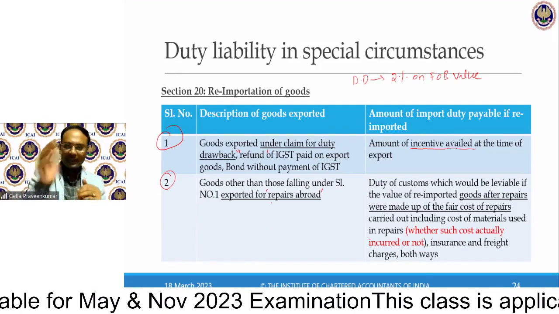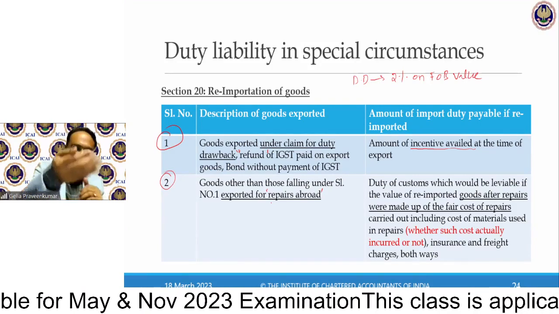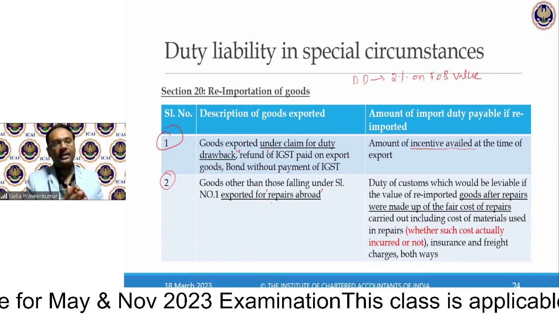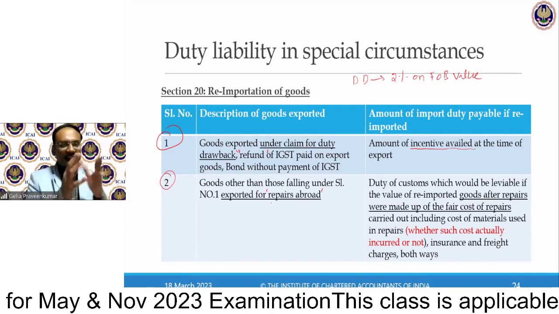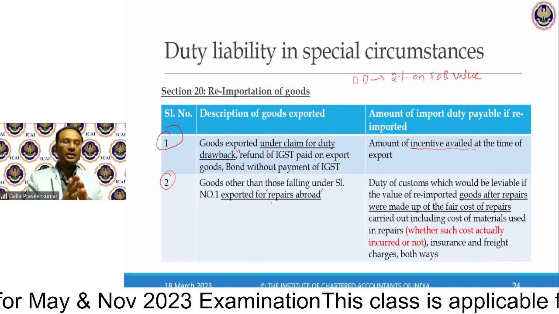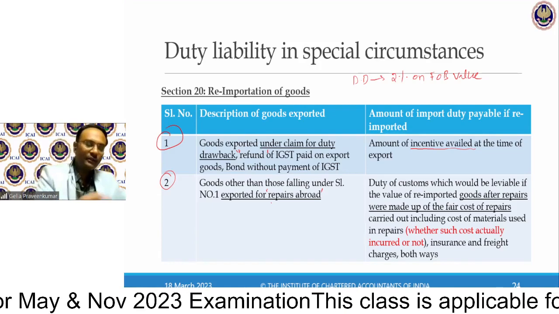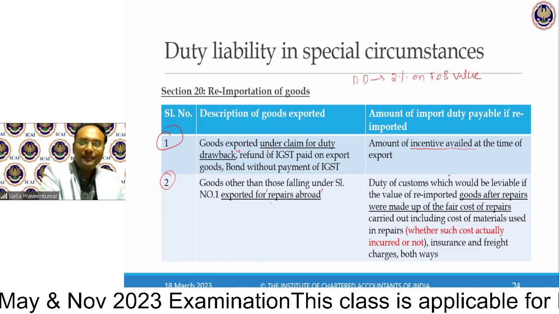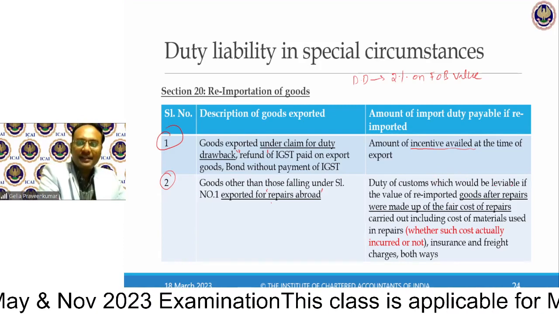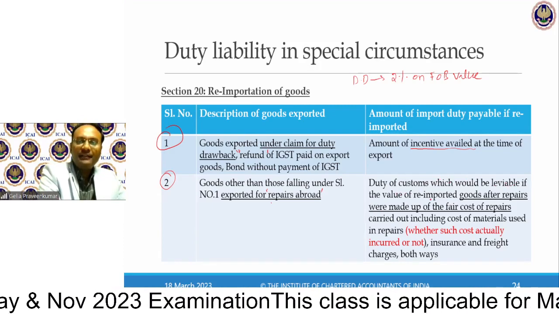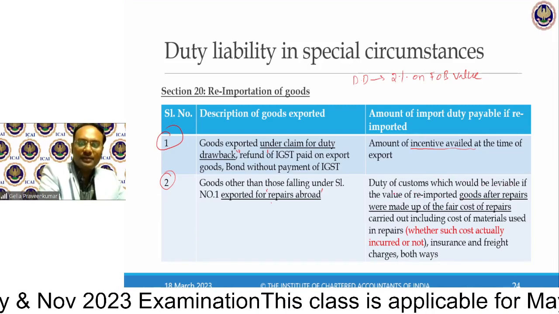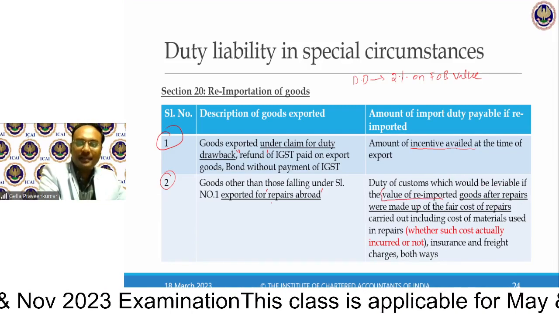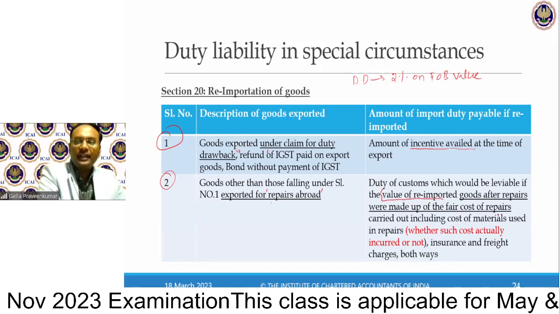When I export, I don't pay any duty. When I re-import, sir, my own material coming back, you're asking me to pay the customs duty. Now, there again, this concessional duty under notification 45 comes and says, don't worry. In this case of repair, please do this way. Pay the duty of customs, which would be leviable if the value of re-imported goods after repair were made up for the fair cost of repairs.